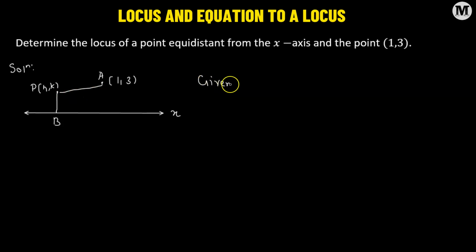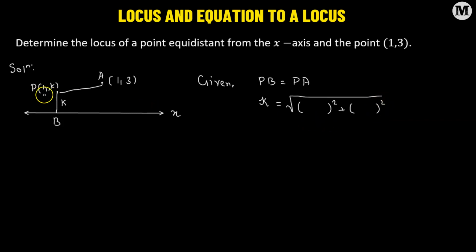According to the diagram, it's given here that PB equals PA. Now, what's PB? PB is the height of the point P from the x-axis, and the height is given by the y-coordinate, so the length of PB is going to be k. This will be equal to the length of PA. Now, to define the length of PA, we're going to use the distance formula. So we'll take the square root, and underneath the square root, we'll take the difference of the x-coordinates, square it, and then add it to the difference of the y-coordinates, squared.